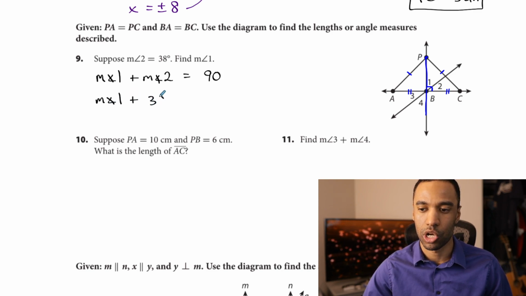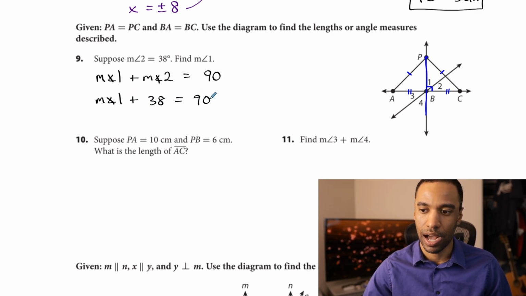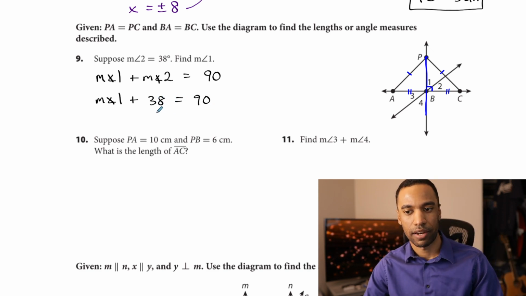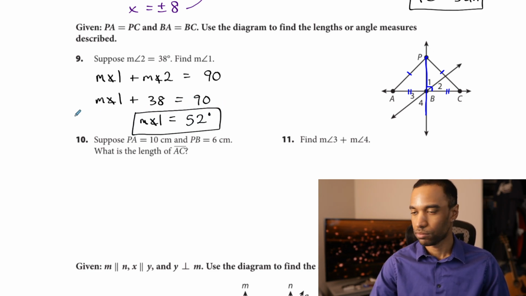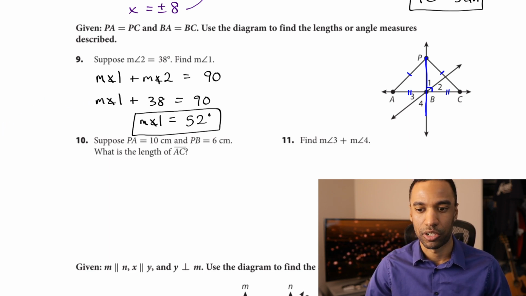And here's an example of showing work, kind of getting in that instance. Now that I subtract 38 from both sides, you don't have to write minus 38. This is straight up algebra, and that equals 52 degrees by nature of being complementary.